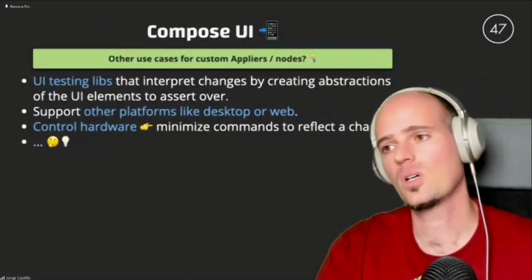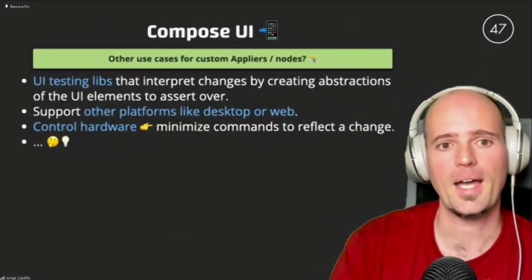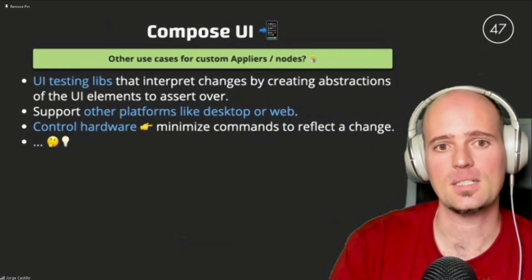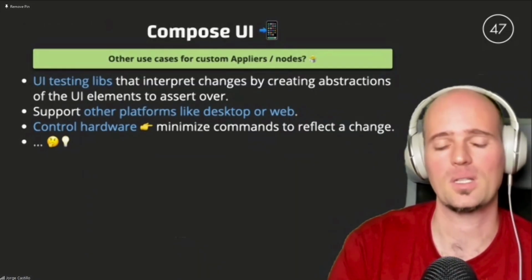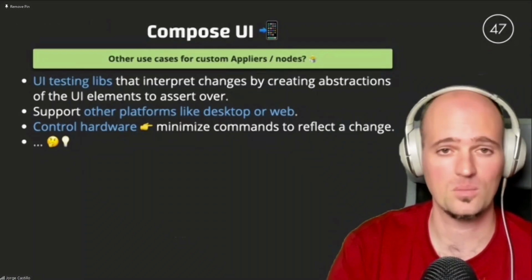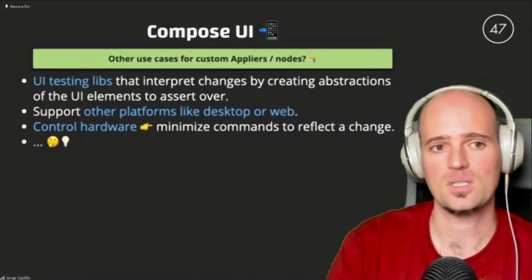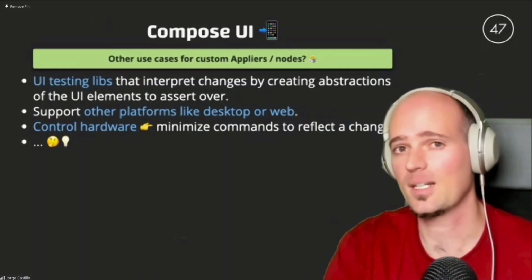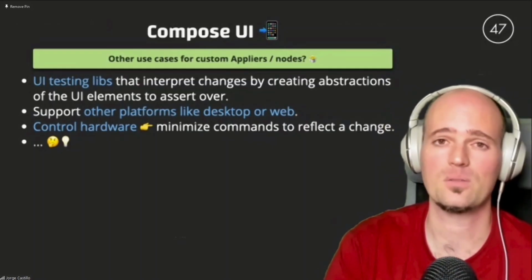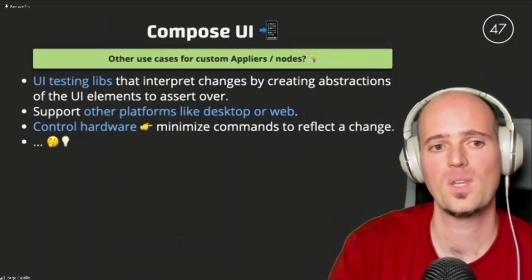So yeah, there are other use cases that we could show on how to interpret changes on this slot table by providing different custom implementations of the applier and custom node types. Like, for example, UI testing libraries that could interpret changes on the table by creating abstractions you can assert over instead of rendering actual UI, right?